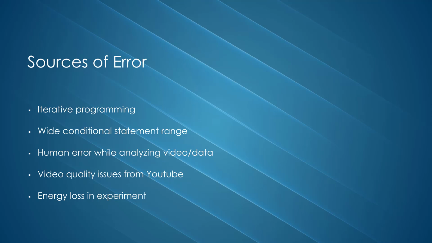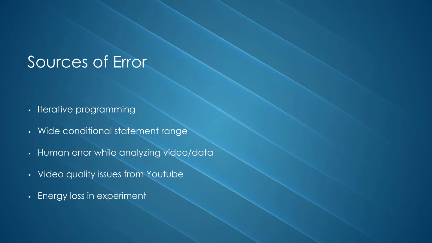Sources of error. In our model, because we used iterative programming with time steps, we had to include a buffer when we were detecting collisions, which may result in some slight inaccuracies. And now for the physical experiment and video analysis, there might be some slight video quality issues because we took it from YouTube, and also there's energy loss in real-world scenarios.